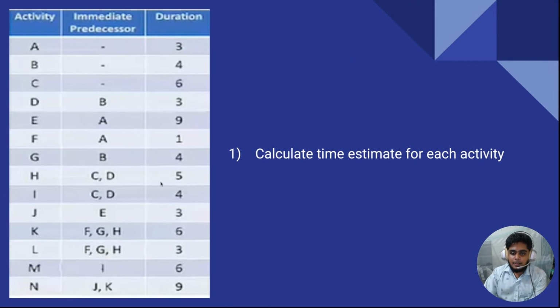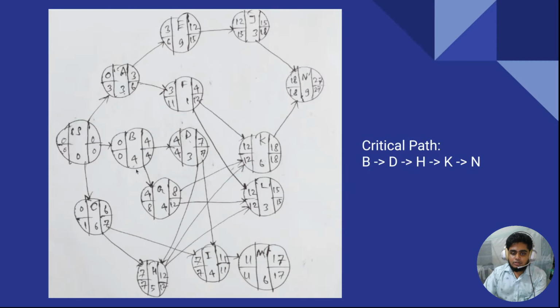After that, for activity G, this is the intermediate predecessor. Basically, to complete activity G, you have to complete activity B. So this is the earliest finish time of activity B. Just copy it here. This is the earliest starting time of activity G. 4 plus 4 is equal to 8. This is the earliest finish time of activity G.